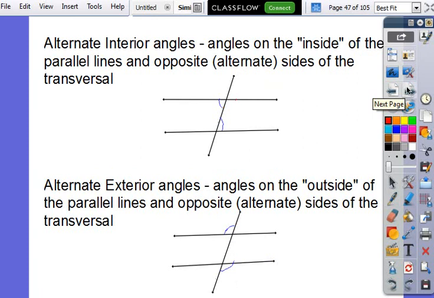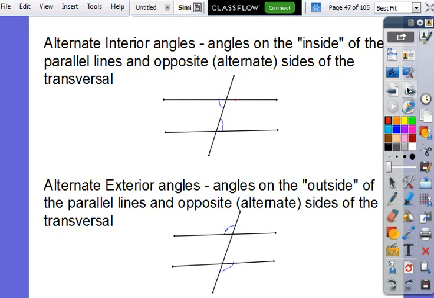All right, in this case, alternate means opposite sides of the transversal. So whenever you see alternate or see ones on the opposite sides of the transversal, you need to think alternate. We got alternate interior, alternate exterior. Same rules. What does interior mean? Inside. Exterior means outside. So if I have alternate interior, it's got to look like this top one.